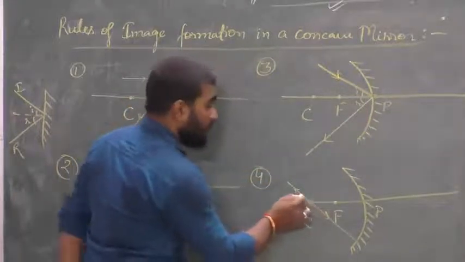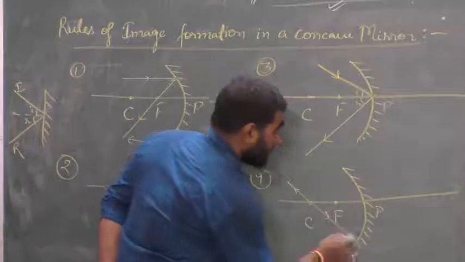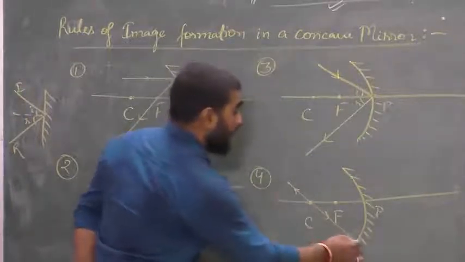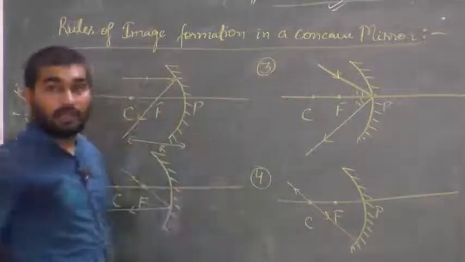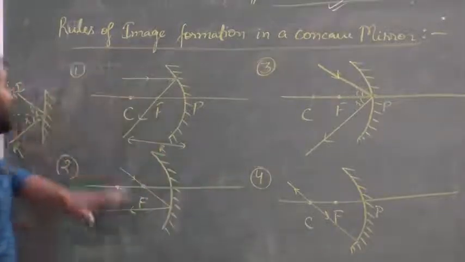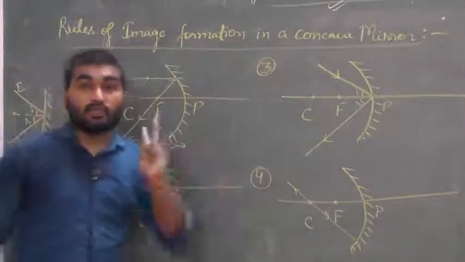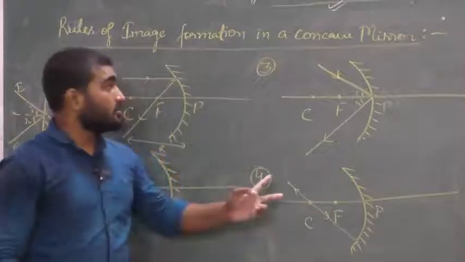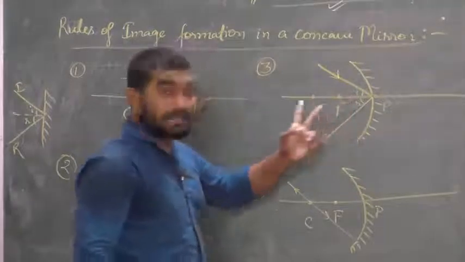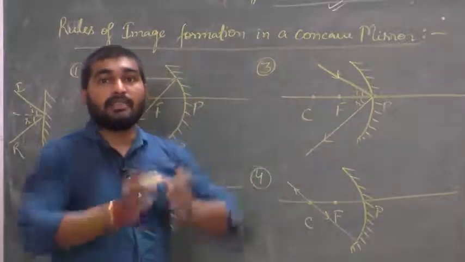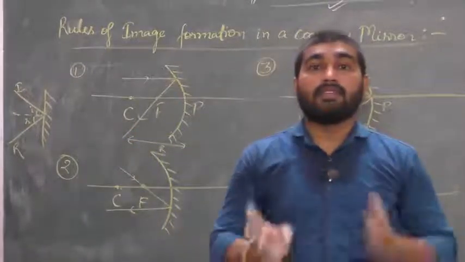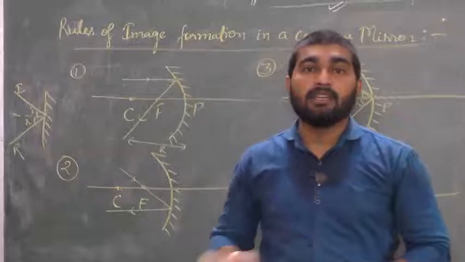And in the fourth rule, as we can see, the ray falls on the mirror perpendicularly, because the line from the center of curvature to the surface is perpendicular, so it will move back in the same way. Okay, so here also the angle of incidence is equal to the angle of reflection. From these 4 rules, only 2 rules will be applied to form the image in a concave mirror. Okay, the place where the 2 reflected rays intersect each other, the image will be formed.